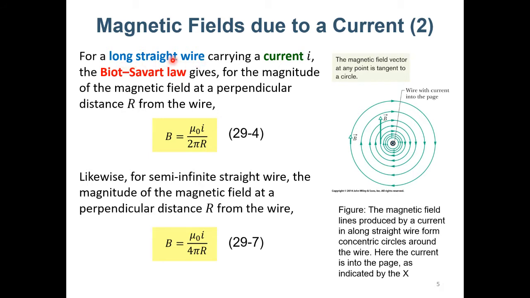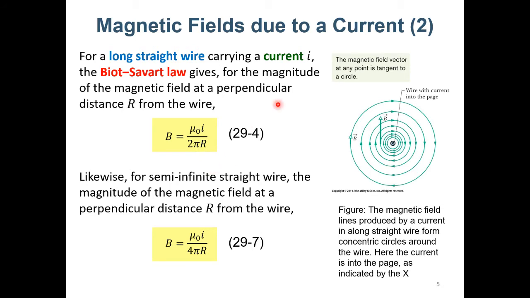So for a long straight wire carrying a current I, the Biot-Savart law gives the magnitude of the magnetic field at the perpendicular distance R from the wire. So the magnitude will be B equals mu0 I over 2 pi R.